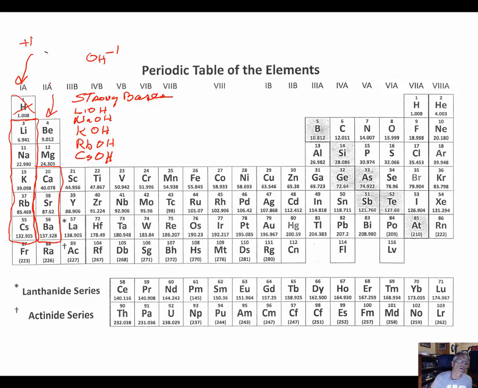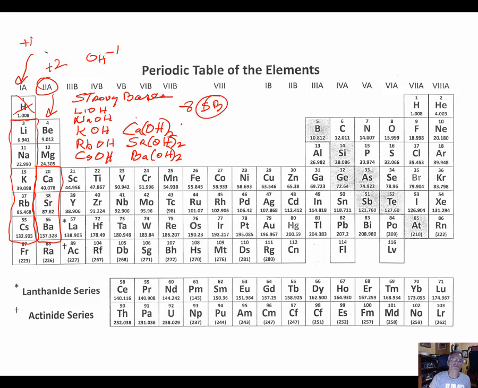But these are the group two metals. They have a plus two charge in ionic compounds, and so calcium hydroxide will have two hydroxides per calcium ion. And then strontium hydroxide, same thing, got two hydroxides. And then you have barium hydroxide. And so there you go. You got 1, 2, 3, 4, 5, 6, 7, 8 strong bases, guys.